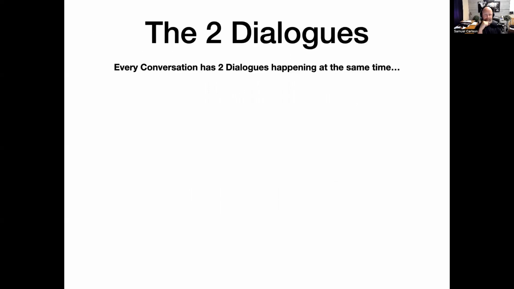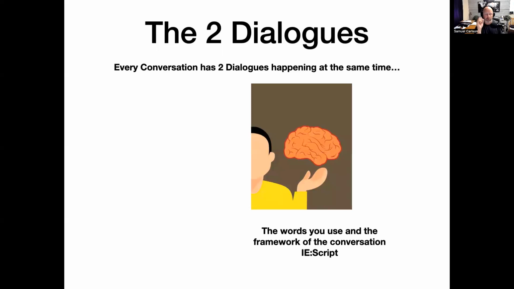Here's the two simultaneous dialogues. On the one hand, you have the words that are in your script. You have a framework, a way you conduct every call you do. A lot of them start out with build relationship of trust, identify the need, ask questions, deep dive, transition, close. That's the framework.